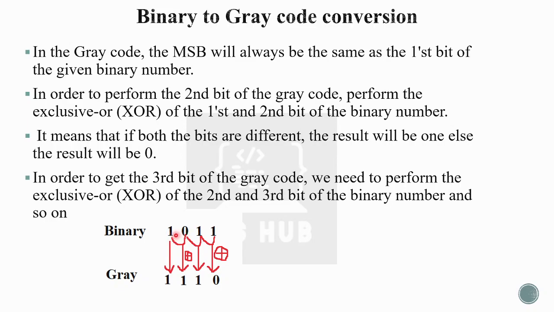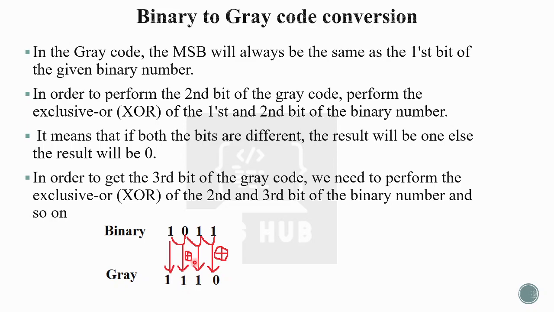XOR of 1 and 0. If both bits are different, the result will be 1, else the result will be 0. The characteristic of the XOR operation is this: when both bits are different, our result will be 1. When both bits are the same, the result will be 0. Here both bits are different, so our result will be 1. That 1 is placed here.